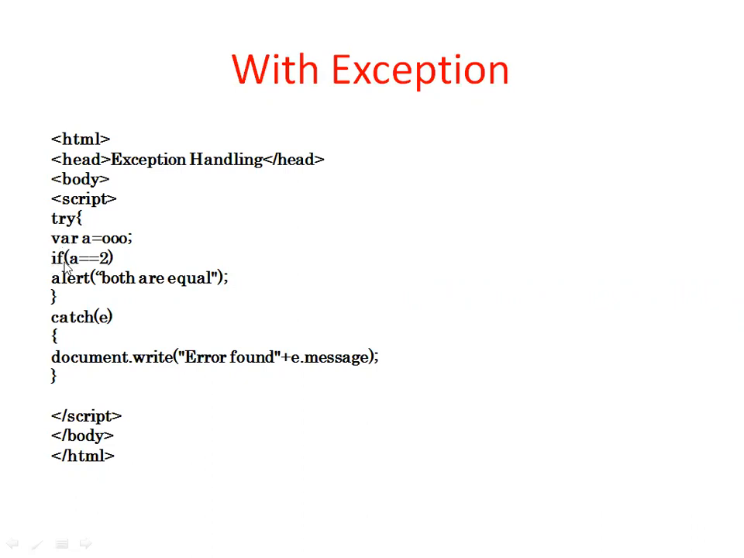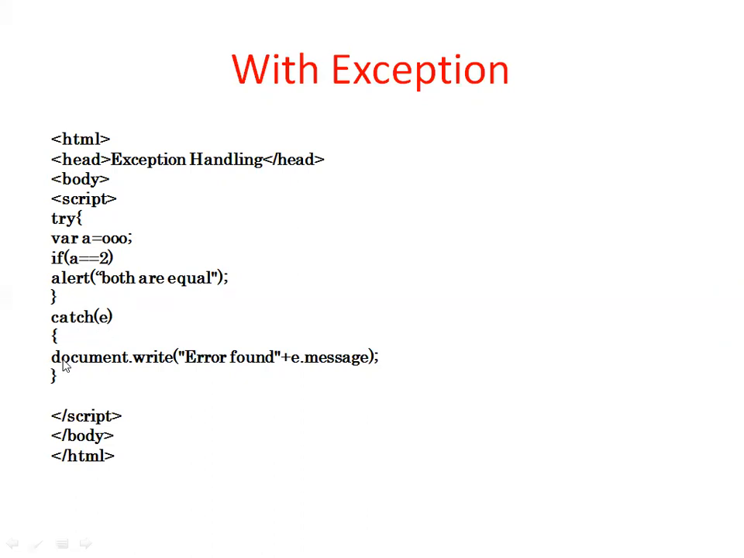Now inside the try, you are checking a is equal to 2. This is not equal to 2, and also a is not a number data type. It is an undefined data type. That's why it will throw the error to the catch block. Now catch has the error with the help of the e argument. Here e refers to the error.